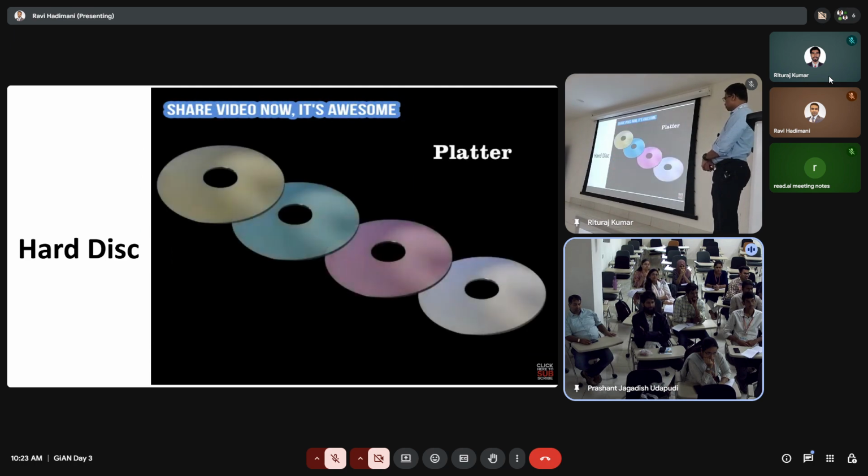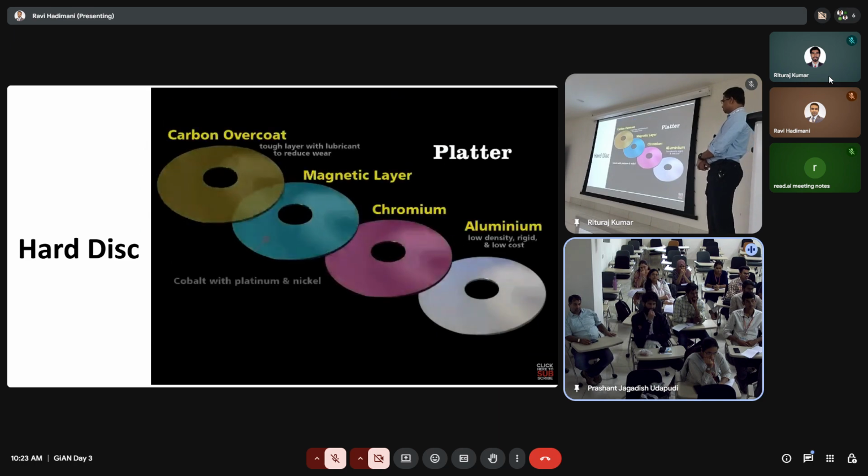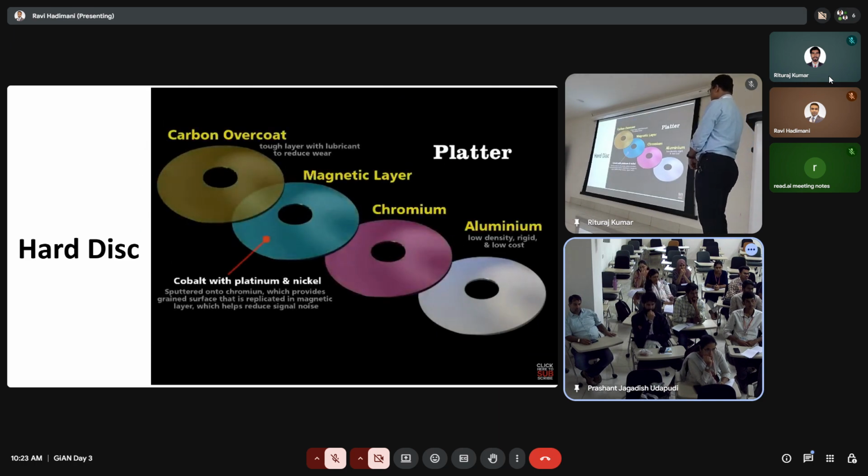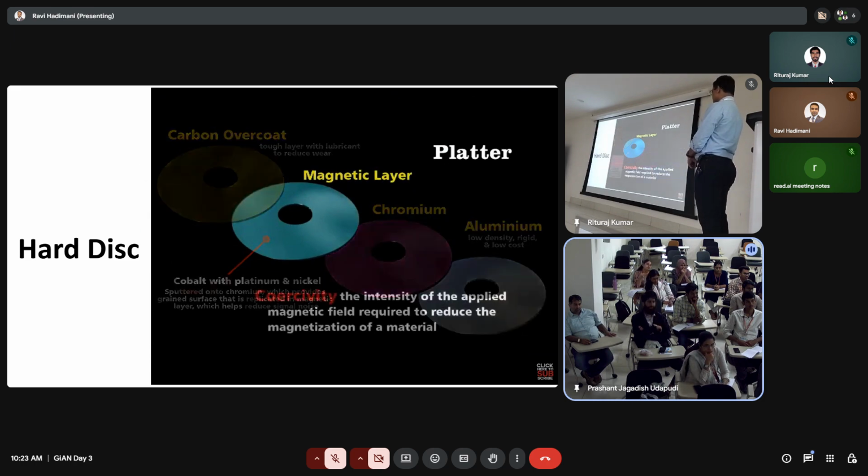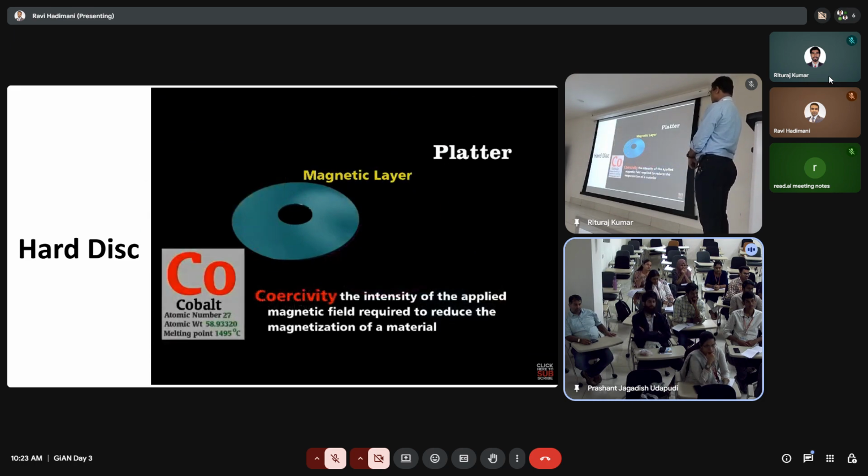The key element of the platter is the magnetic layer, which is cobalt with perhaps platinum and nickel mixed in. Now, this mixture of metals has high coercivity, which means that it will maintain that magnetization and thus data until it's exposed to another powerful magnetic field.